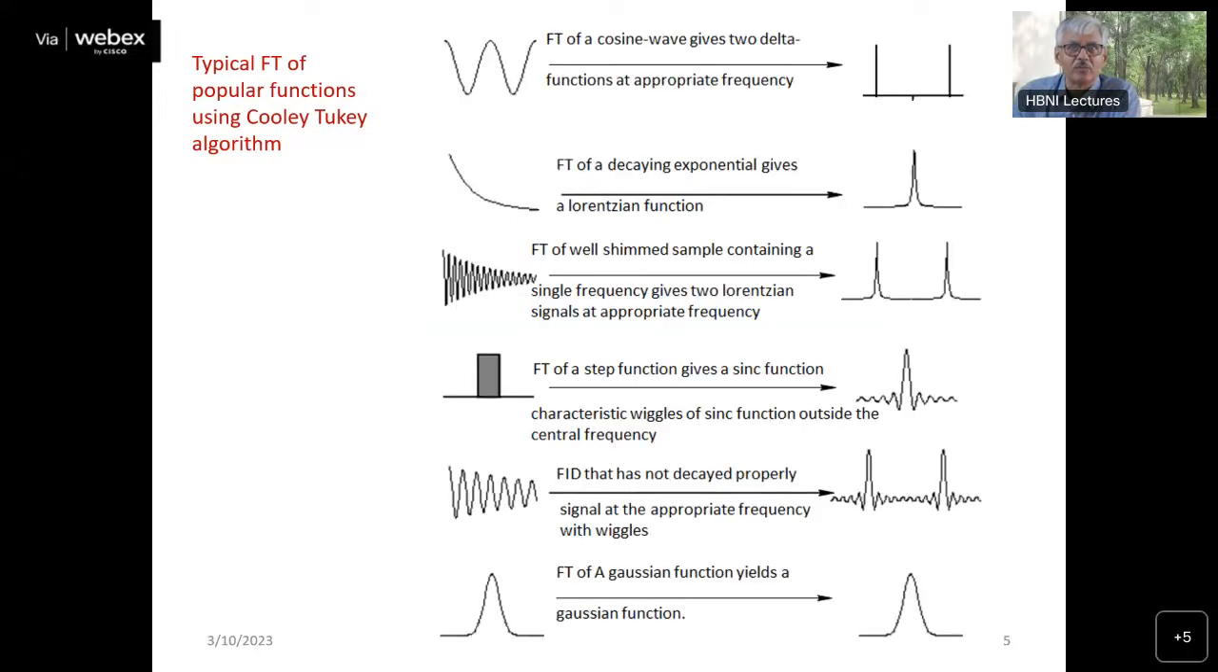Now let us see the typical Fourier transform of various popular functions using the Cooley-Tukey algorithm. Suppose you have a plain cosine wave. If you do a Fourier transform, you get two delta functions, because it cannot distinguish between the positive frequency and the negative frequency. So you get a positive frequency and a negative frequency.